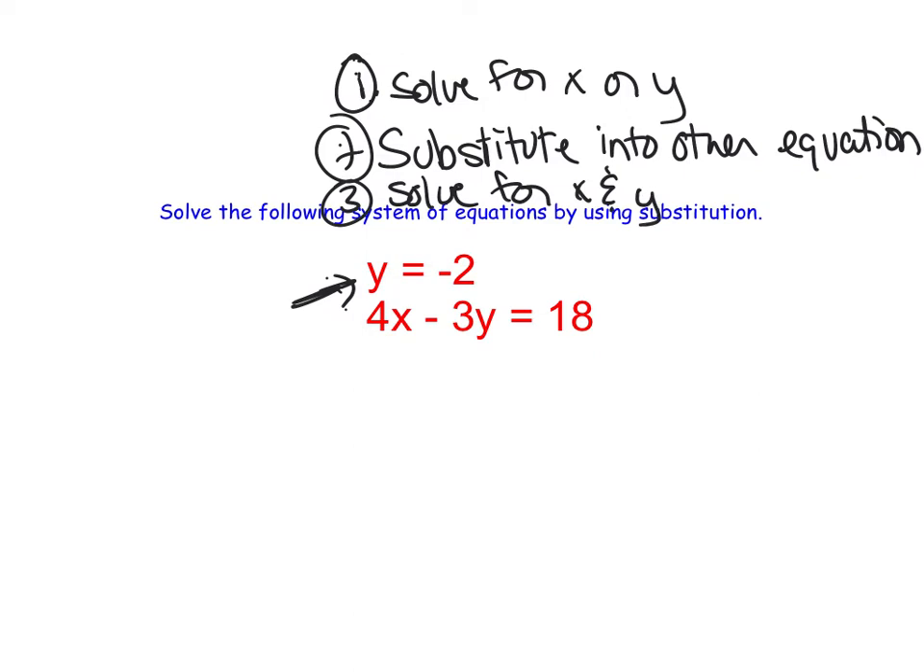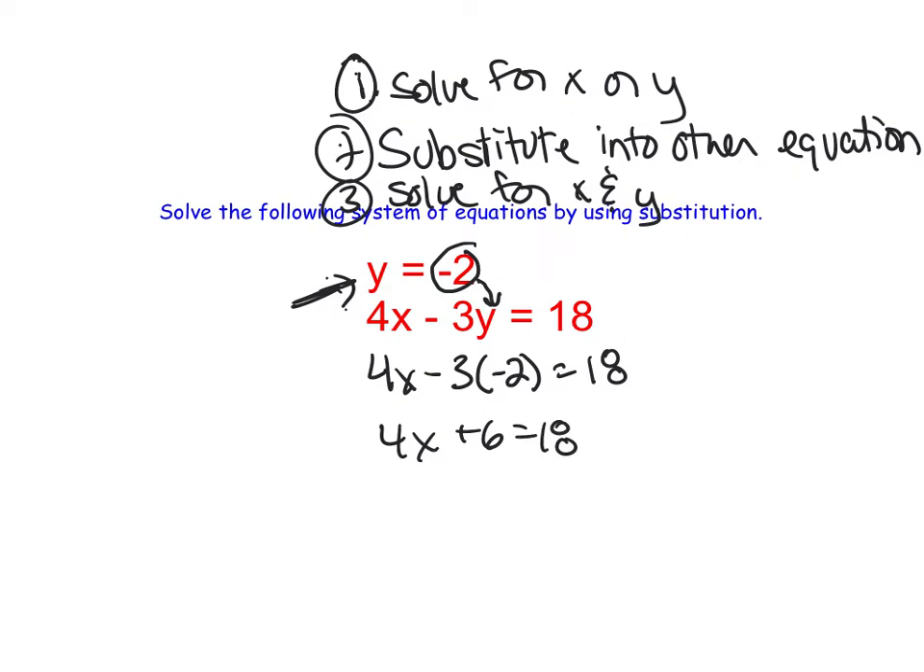Okay, so we're going to take y equals -2. We're going to take that -2 and replace it for y in the second equation. So instead of 4x minus 3y, it's 4x minus 3 times -2. So we have +6, and now we have an equation that we can solve because it's in terms of just x. When I subtract 6, I get 12. When I divide by 4, I get 3.